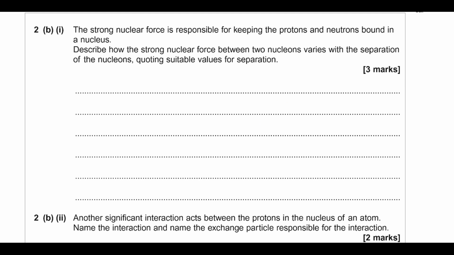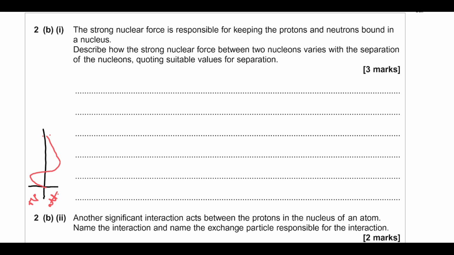The strong force is responsible for keeping protons and neutrons bound in a nucleus. Describe how a strong nuclear force between nucleons varies with the separation of nucleons, quoting suitable values. So this is a question that comes up every couple of years or so. So I'm just going to turn sideways and sketch this because there's not really enough space. So the general graph looks like this. This is repulsive, this is attractive, and then these happen at set values, these crossover points.